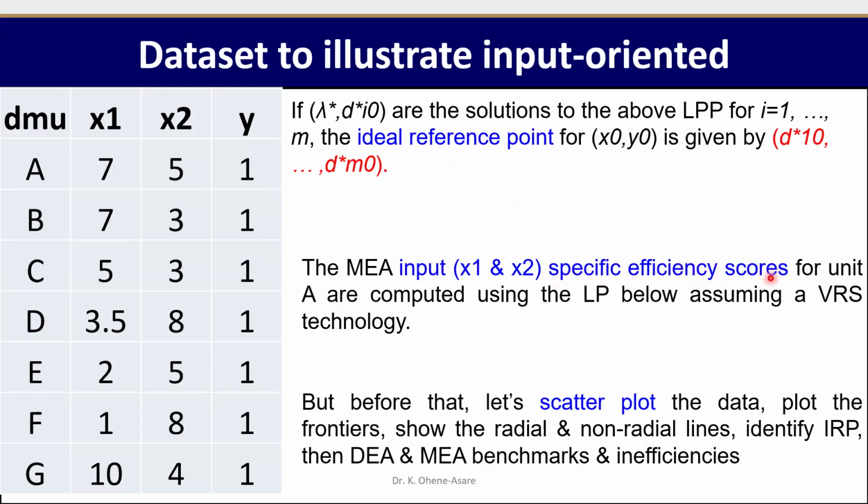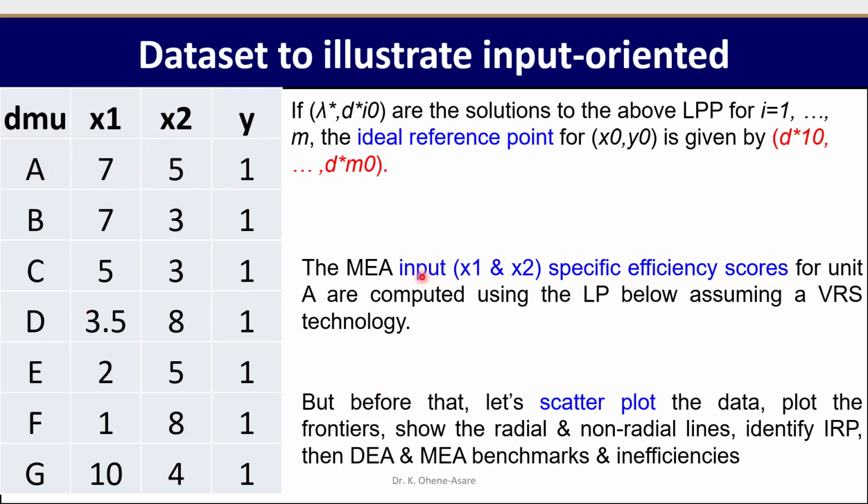So, input-specific efficiency score for unit A: look at the coordinates of unit A. We are going to show you how you compute the linear programming for unit A, assuming VRS. Unit A. Do you remember how to formulate it? You cannot formulate this because you are not doing it for the DMU. We are doing it for the input.